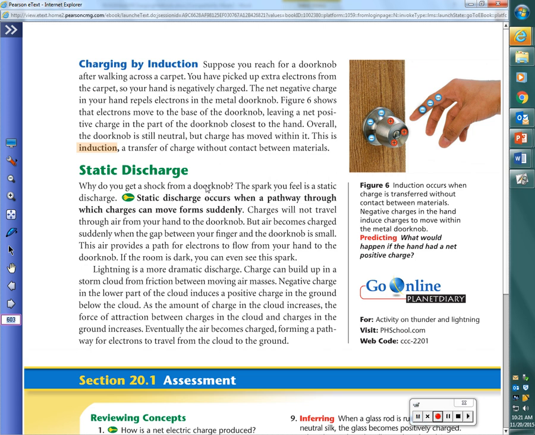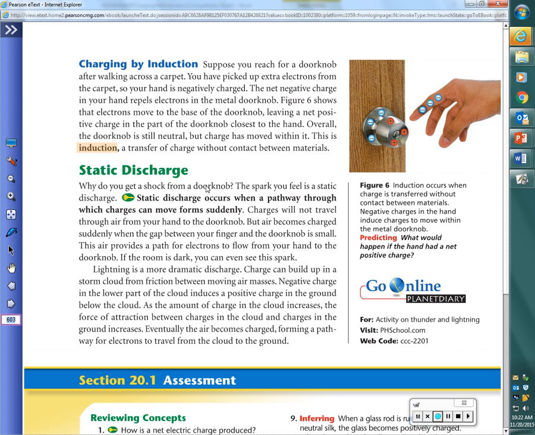Does the doorknob have a net charge? No. It's got 3 protons and 3 electrons. Obviously, there's way more than that in real life, but in this picture, you got 3 protons and 3 electrons. So charging by induction doesn't actually cause a net charge, but it does cause one part of the doorknob to act differently than another part of the doorknob.